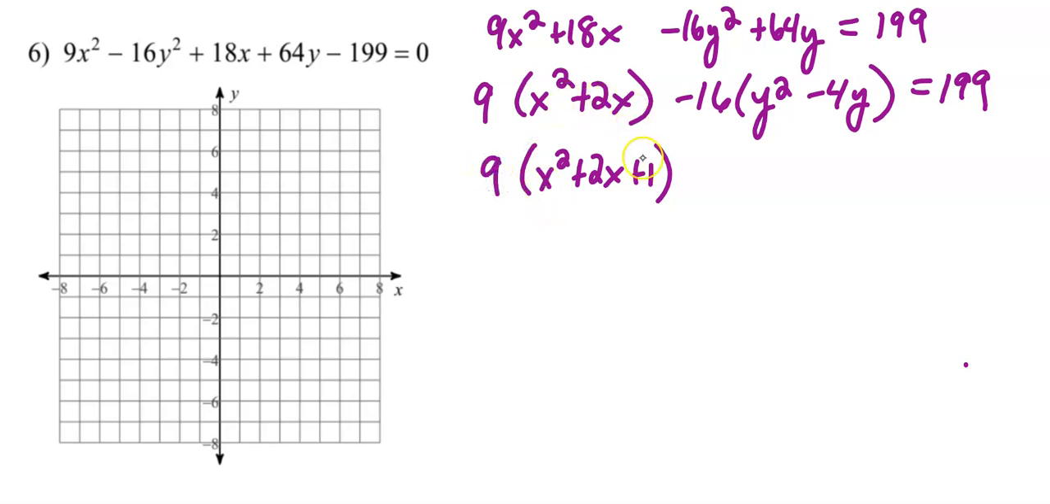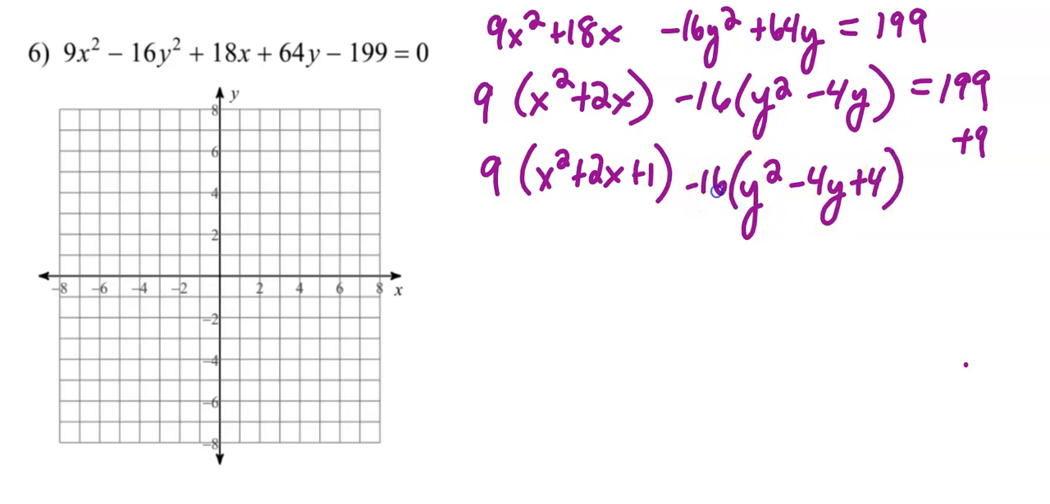And what I essentially did was not just add 1, I added 9, because that 9 distributes inside the parentheses there. So if I add 9 to the left side, I got to add 9 to the right side over here. Half of negative 4 is negative 2, and negative 2 squared is 4. So I'm going to be adding 4 right there.